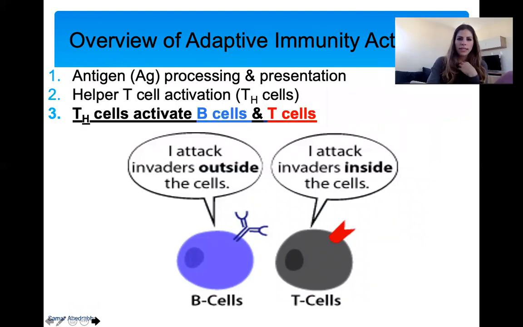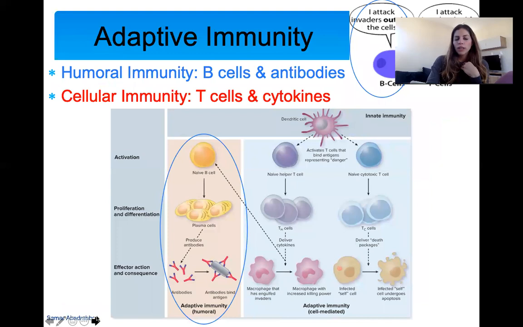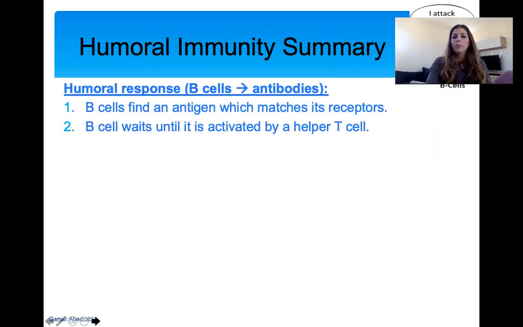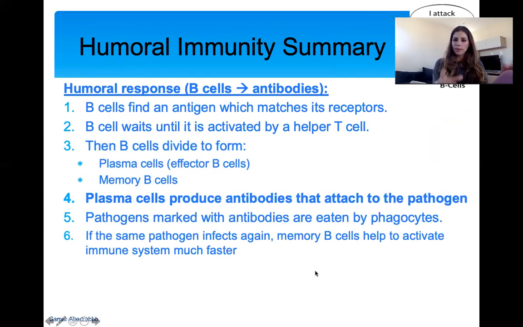So this is what I just said. And we're going to focus now on humoral immunity, and then we'll talk about cellular immunity. So with humoral immunity, B cells have to first find an antigen which matches their receptors. Remember, B cells have a lot of receptors on their surfaces, and they're very specific. A B cell will wait until it's activated by a helper T cell. If it gets activated by a helper T cell that was activated before, the B cell will divide to form B cells that will make antibodies, which we call plasma cells or effector B cells, and memory B cells.